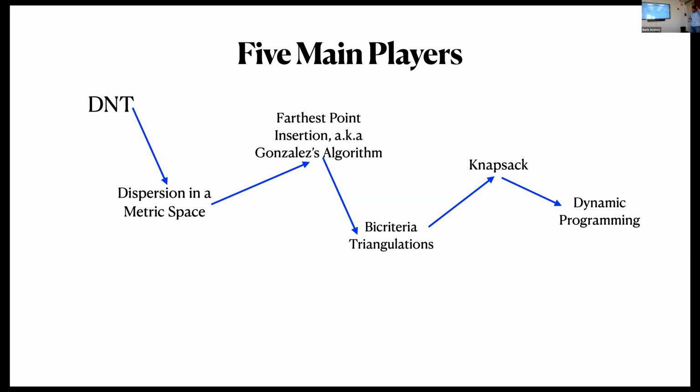So basically, there's 5 main players in getting this result, and all of these concepts are pretty general. So let me go through them and try to convince you at what stages they appear in this problem of diverse and matched triangulation.